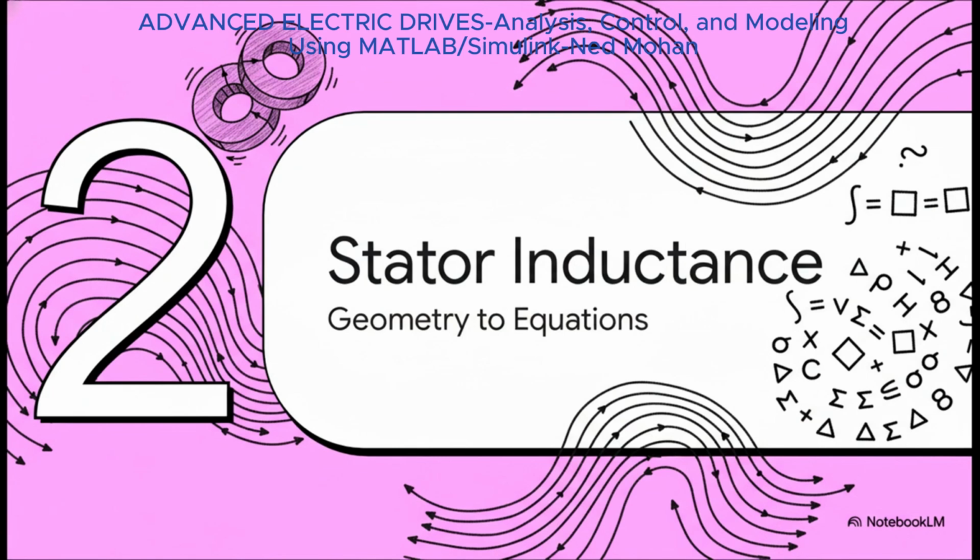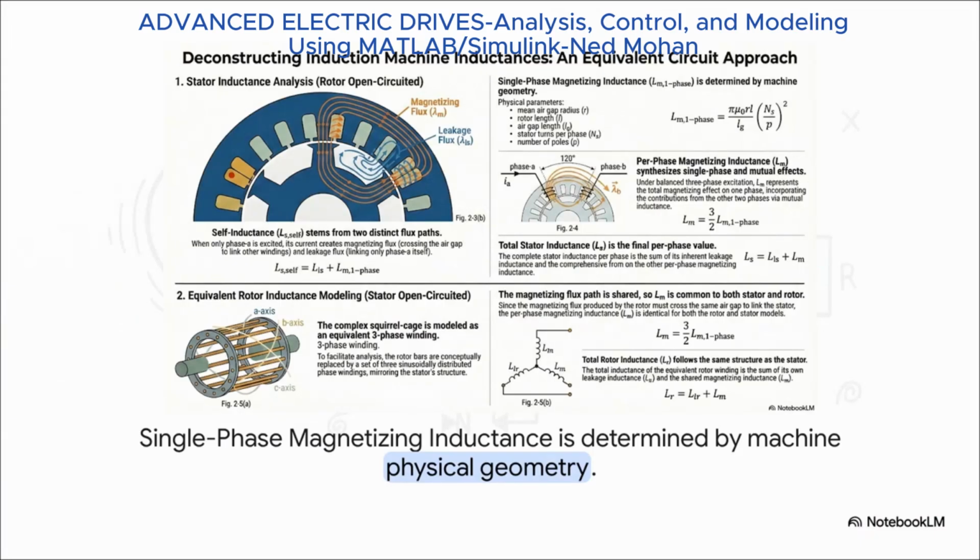Okay, so now that we have a feel for these two physical flux paths, let's see how we can translate them into a precise mathematical model. The magnetizing inductance for just a single phase is based completely on the machine's physical build. What this equation is telling us is that it depends on things like the number of stator turns squared, the rotor length, and the air gap radius. But notice this, it's inversely proportional to the air gap length. That means a smaller air gap gives you a higher magnetizing inductance.